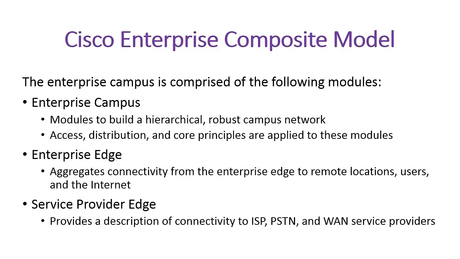Let's get a little bit more detailed. Cisco wants you to understand the Cisco Enterprise Composite module, and they break the Enterprise Campus down into three separate modules. First, there's the Enterprise Campus, which you've really just learned about. It's the hierarchical model of core, distribution, and access. Then there's the Enterprise Edge, which aggregates the connectivity from the network to remote locations and users and the internet. And then finally, there's the Service Provider Edge, which basically provides a description of connectivity to your providers.